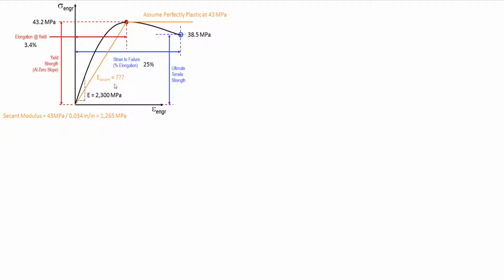Now, there are two different sections to this graph. There's the elastic region, and then this is the plastic region. Those two regions are separated by the yield point, which is this red point right here. So first off, the elastic region is a special region.